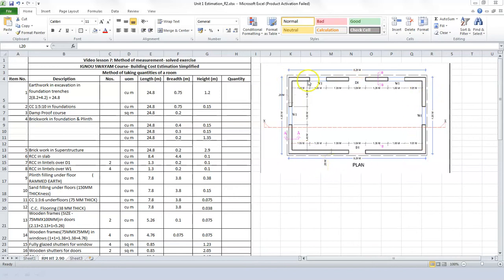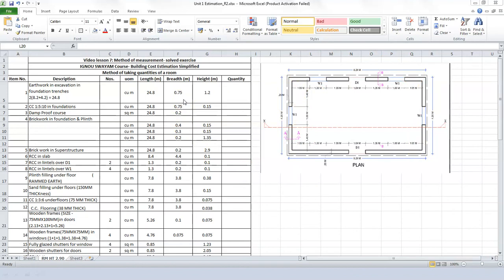So we have it as 8.2. Here we have 8.2, and then we have 4.2, which is the outer width of the room. We have the perimeter as 24.8, which is 8.2 plus 4.2 multiplied 2 times. Then we have 24.8. So the length is 24.8, which is the foundation runs around the perimeter of the room, and the breadth of the foundation.